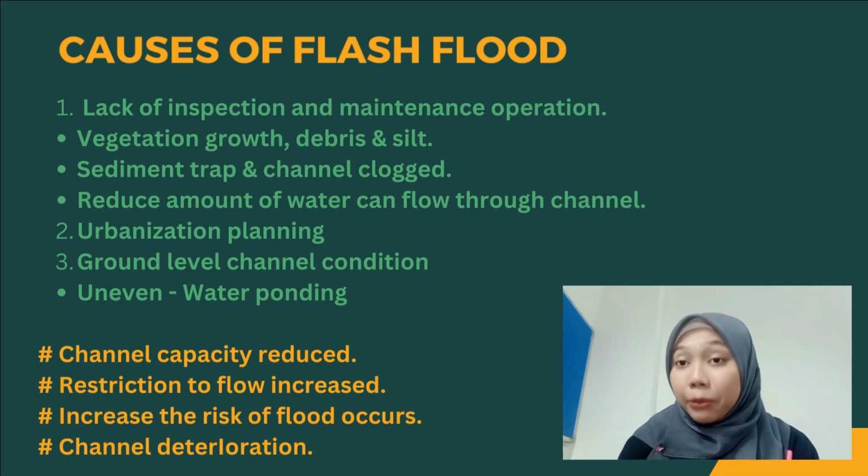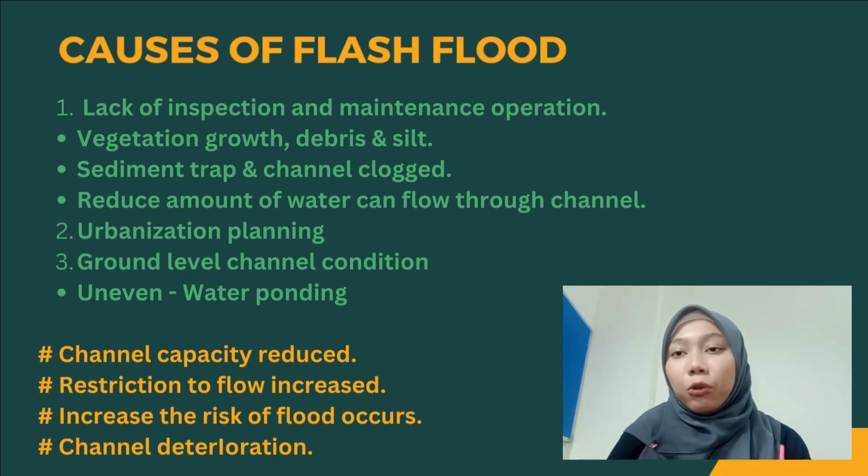From what I explained in the previous slide, the channel was filled with vegetation growth, debris and silt accumulation. The vegetation growth will trap the sediment while the debris will lead to channel clogging. All of these conditions will fill the channel area, which reduces the amount of water that can flow through it. In other words, the channel capacity was reduced, which will contribute to flash floods, especially when the channel needs to accommodate water during extreme weather such as heavy rain.